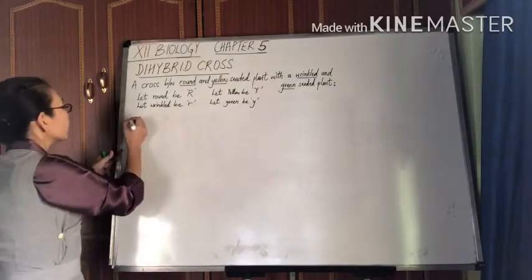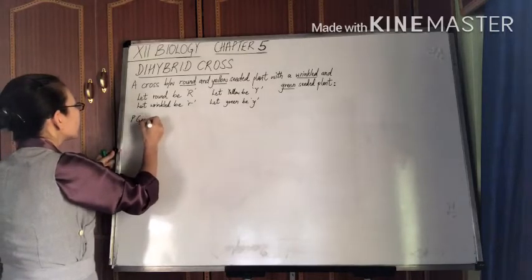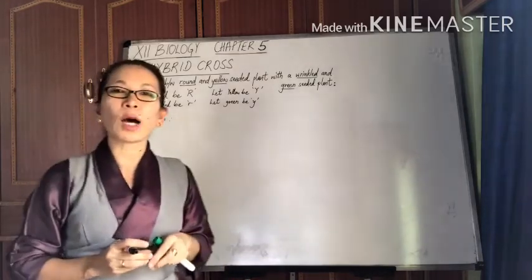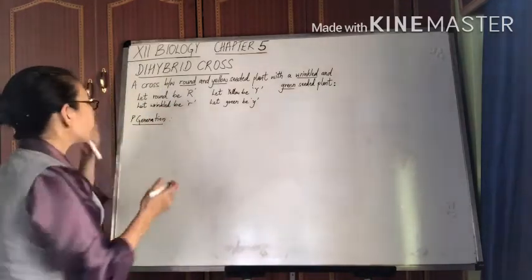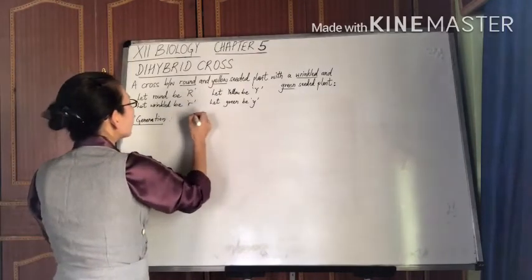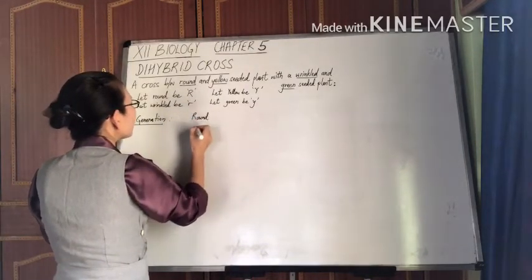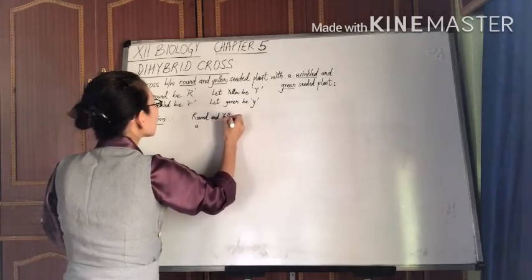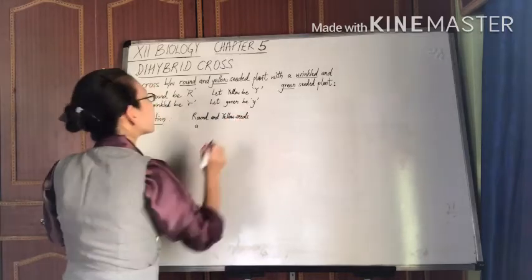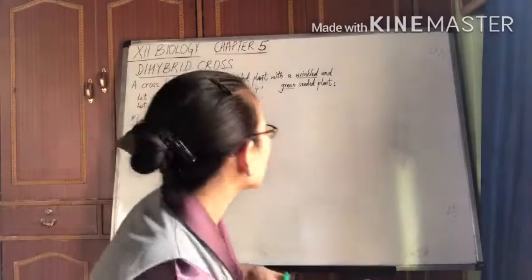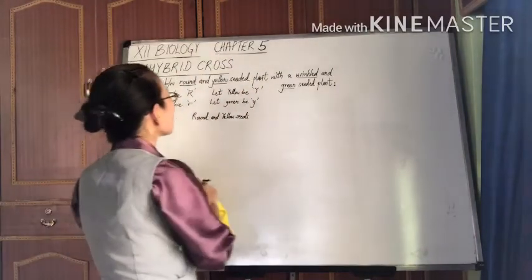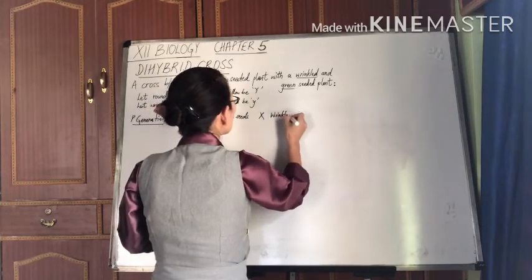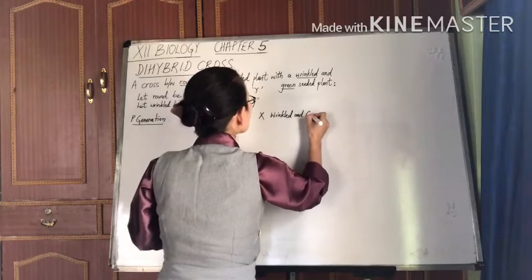Now we want to be starting with the P generation. So P generation, as we know, are true breeding parents. So one of the parents has round and yellow seeds. The other parent has wrinkled and green seeds.